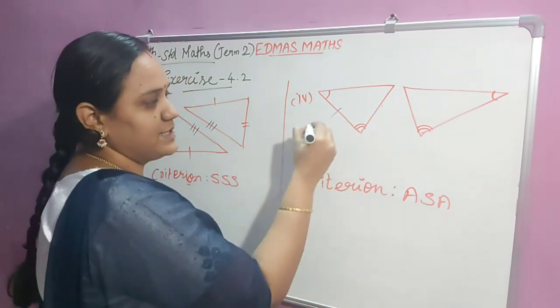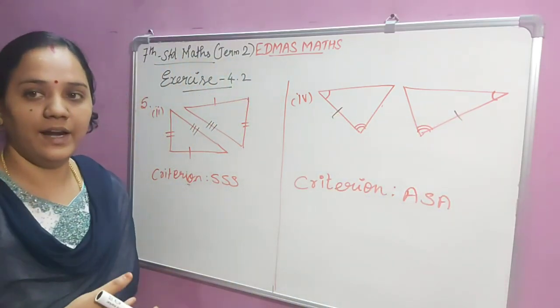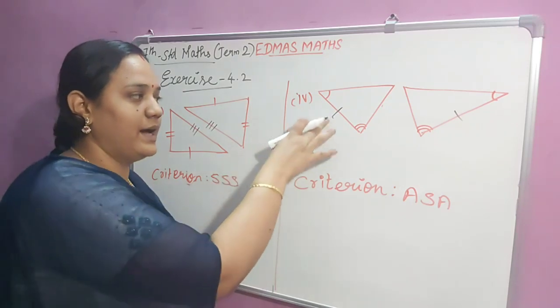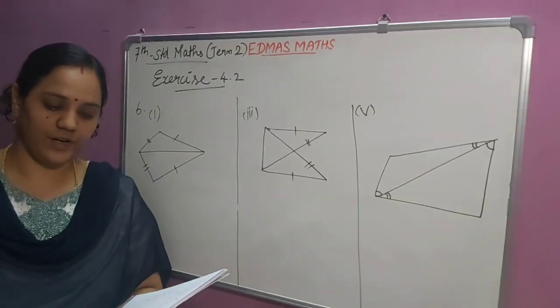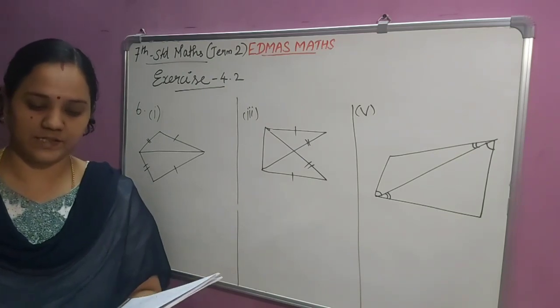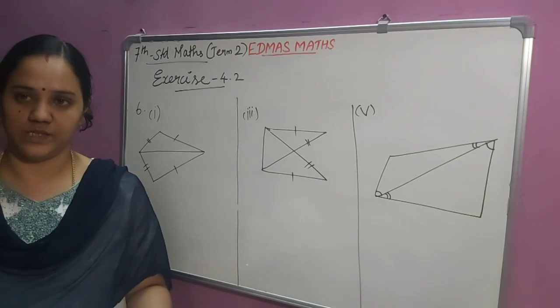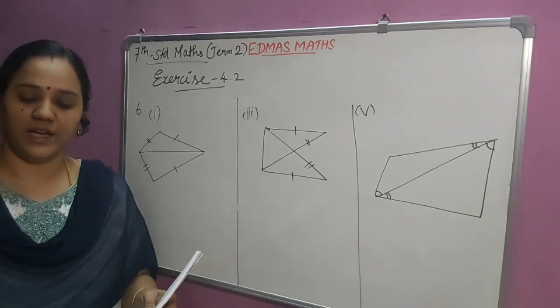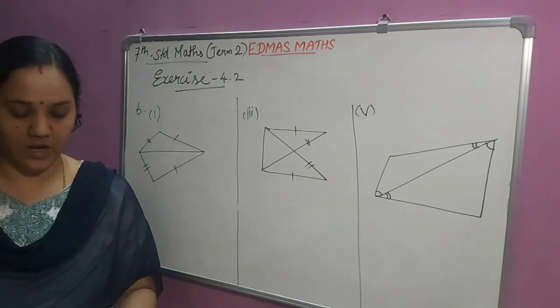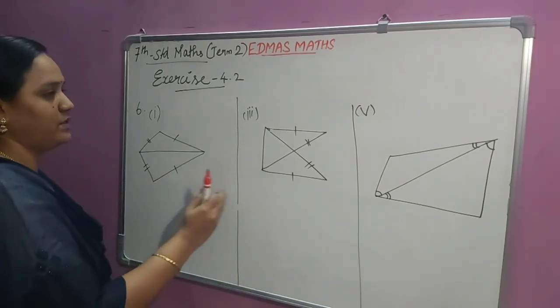So we can mark this side and this side as equal. So this is your required information to be marked in your triangles. The sixth problem: for each pair of triangles, state the criterion that can be used to determine the congruency. Here the triangles are given and we have to say the criterion for congruency. Now I'm going to do three options, that is the first one, third one and fifth one.